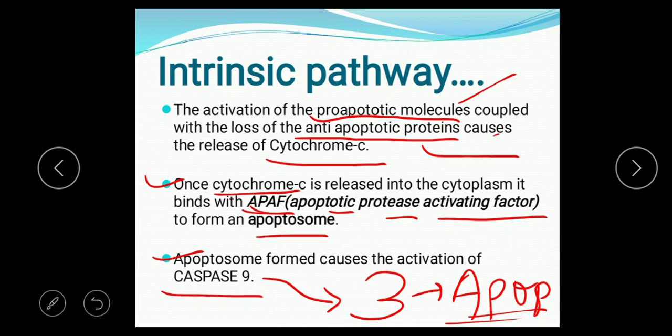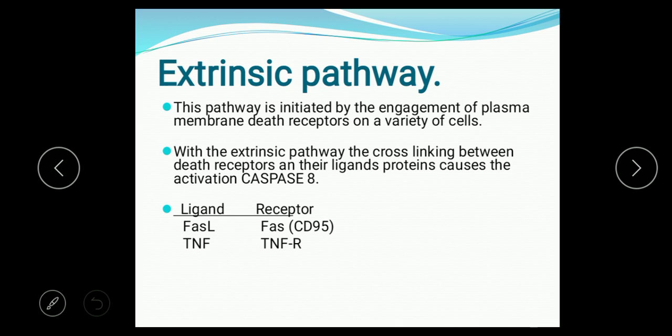So this is the major caspase of the intrinsic pathway, that is caspase 9, and in the extrinsic pathway it will be caspase 8. Now let's discuss the extrinsic pathway also. So guys, the major caspase we have obtained from the intrinsic pathway is caspase 9, and the major caspase we will obtain from this extrinsic pathway will be caspase 8, clear?